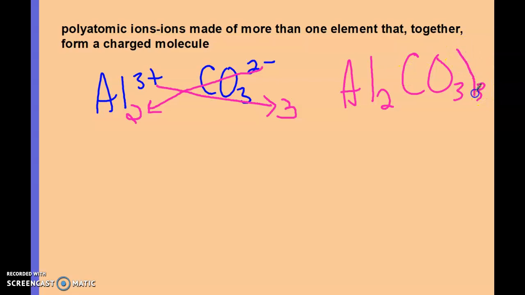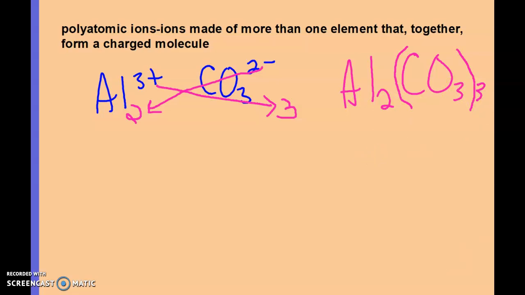I know that I need parentheses here because I have 3 of these carbonates. Remember when we count atoms, just a quick reminder, we use something like the distributive property in math. So this really does mean I have 3 carbon and 3 times 3, or 9 oxygen, and then 2 aluminum. We'll work on balancing equation stuff later, but just know that that's what that formula means.